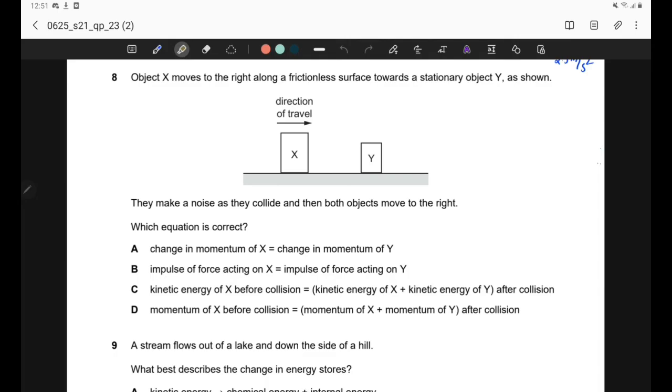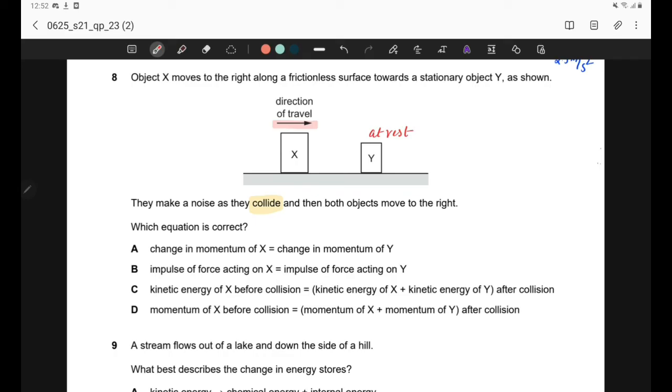Question 8. Object X moves to the right along a frictionless surface towards a stationary object Y as shown. They make a noise as they collide and then both objects move to the right. Which equation is correct? So this question is based on the conservation of momentum. So there is a collision happening, but before collision, let's see. Before collision, object X is moving towards the right, but object Y is stationary or at rest.